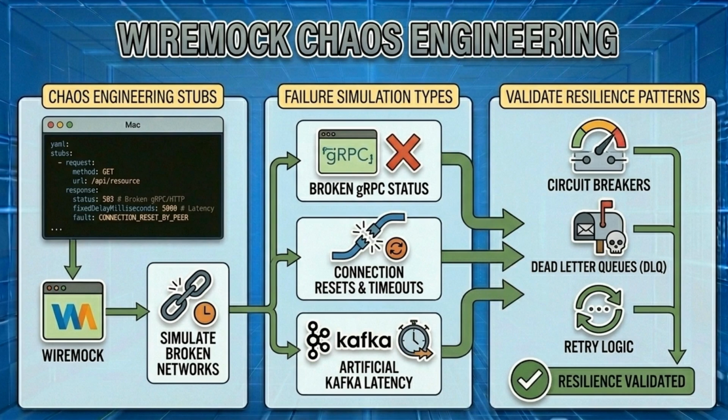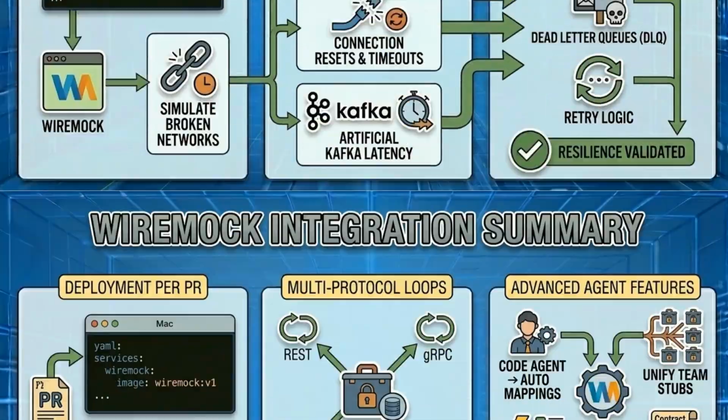Finally, utilize WireMock for chaos engineering. Do not just mock successful network responses or clean event payloads. Program your stubs to simulate broken gRPC status codes, connection resets, payload delivery timeouts, and artificial Kafka latency. This is the way to validate your circuit breakers, dead letter queues, and retry logic before hitting production.